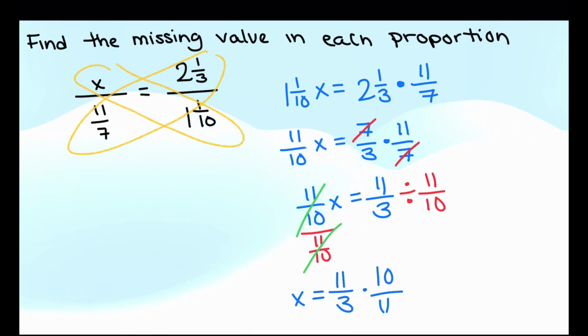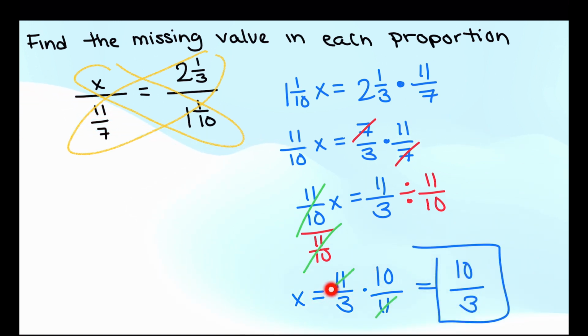To divide by a fraction, we copy, dot, flip. We multiply by the reciprocal. So I'm going to take 11/3 times, and then I flip, and I get times 10 over 11. I can multiply straight across, although I do notice there is a common factor of 11, so we might as well cancel those out before we multiply, and now we're just left with 10/3. And that's my answer. X equals 10/3.